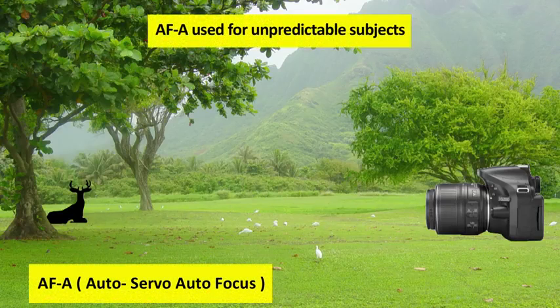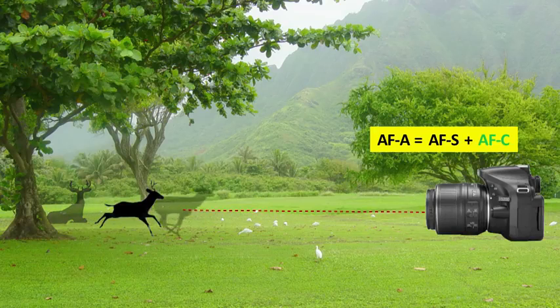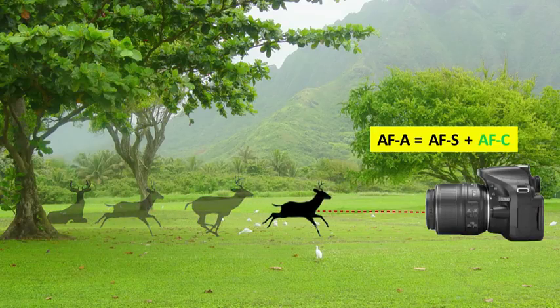In AFA, which is the auto servo autofocus mode, the camera automatically selects single servo autofocus if the subject is stationary and continuous servo autofocus if the subject is moving. The shutter can only be released if the camera is able to focus.